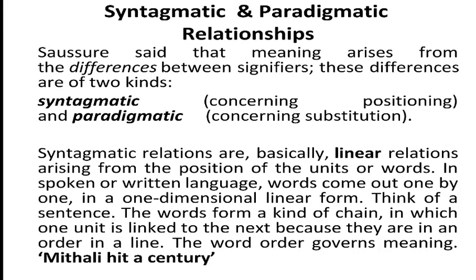Syntagmatic relations are basically linear relations arising from the position of the units or words. In spoken or written language, words come out one by one in a one-dimensional linear form. Think of a sentence. The words form a kind of chain in which one unit is linked to the next because they are in an order in a line. The word order governs the meaning. For example, Mithali hit a century means something different than century hit a Mithali. English word order has a particular structure: subject, verb, and object.